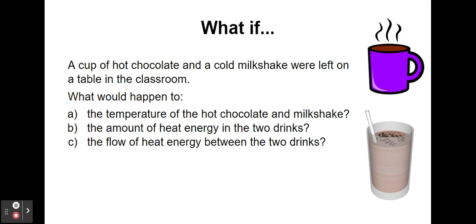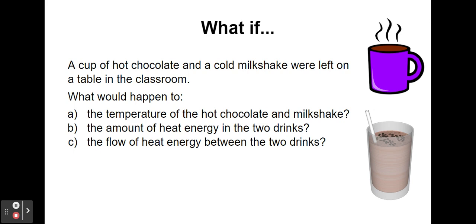So let's have a think about this, and let's apply it to a scenario here with a hot chocolate and a milkshake. So obviously the hot chocolate is hot, the milkshake is going to be cold. So let's assume that we've taken that and we've left it on a table in the classroom. What would happen to the temperature of the hot chocolate and the milkshake, the amount of heat energy in the two drinks, and the flow of heat energy between the two drinks? So take some time, pause the video, and see if you can use what we have learned so far to pull your ideas together.